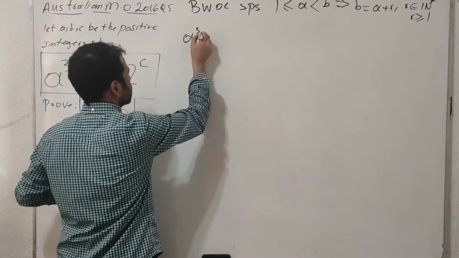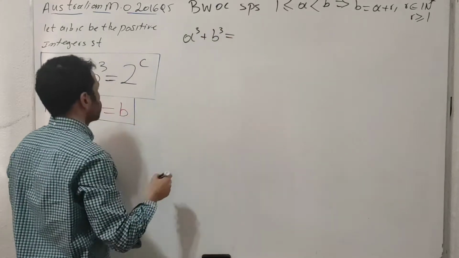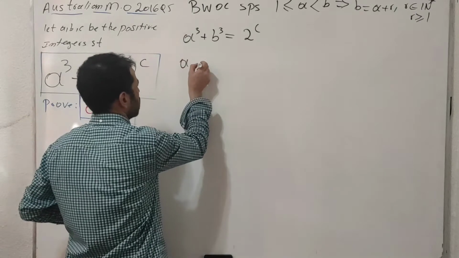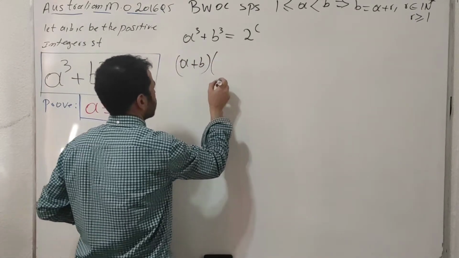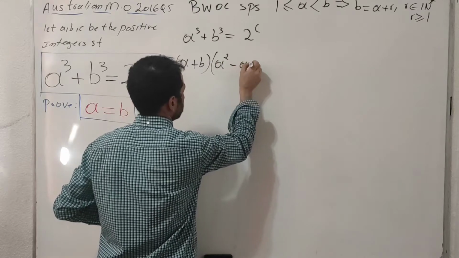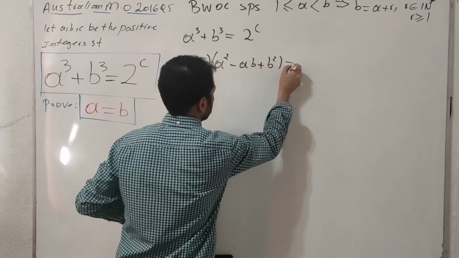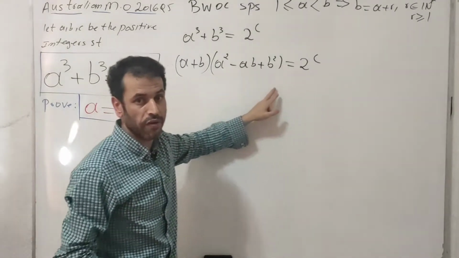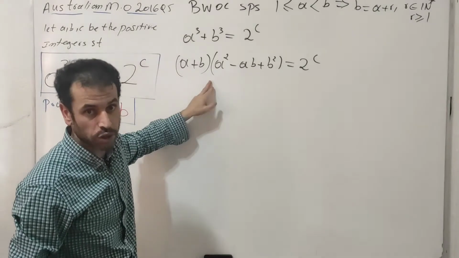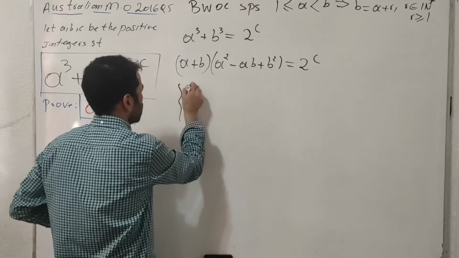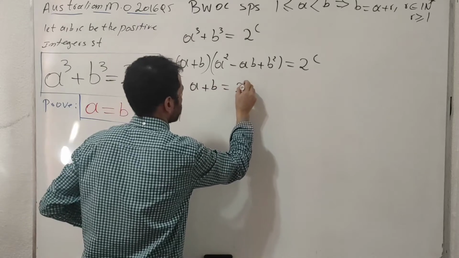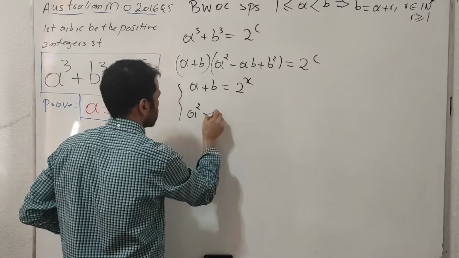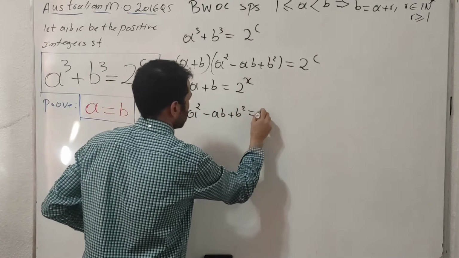So we have the following equation: a cubed plus b cubed equals 2 to the c. By factoring, I will have a plus b multiplied by a squared minus ab plus b squared equals 2 to the c. Since the right-hand side of this equation is a power of 2, the left-hand side must be a power of 2 as well. So a plus b equals 2 to the x, and for the second factor, a squared minus ab plus b squared equals 2 to the y.